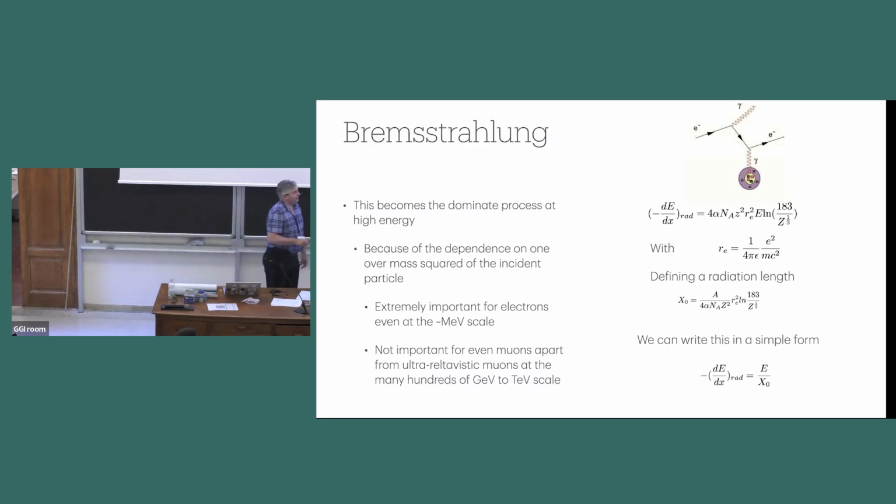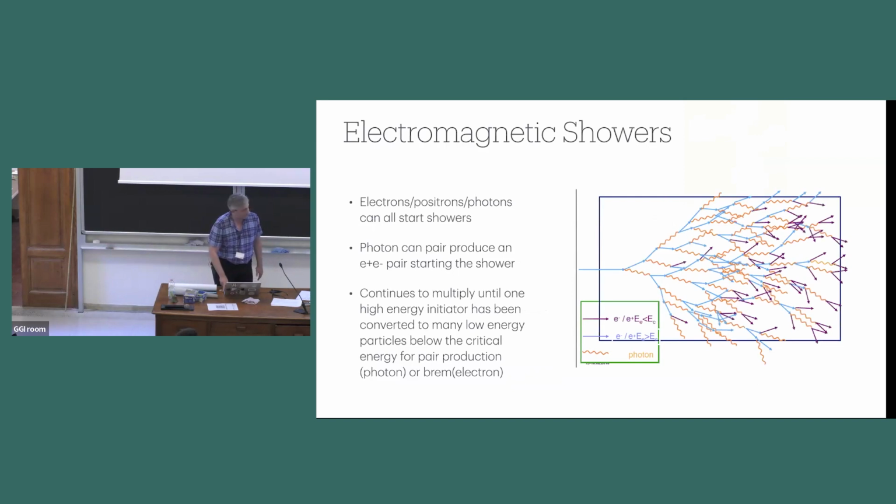You can calculate what that radiation is going to be. It turns out it has a very simple form: it's proportional to the energy, with some constant, and that constant we call the radiation length. So even poor me can solve this differential equation, as we'll see, because we can integrate it rather easily. And so electrons or photons, for example, can continue to go through this radiation process.